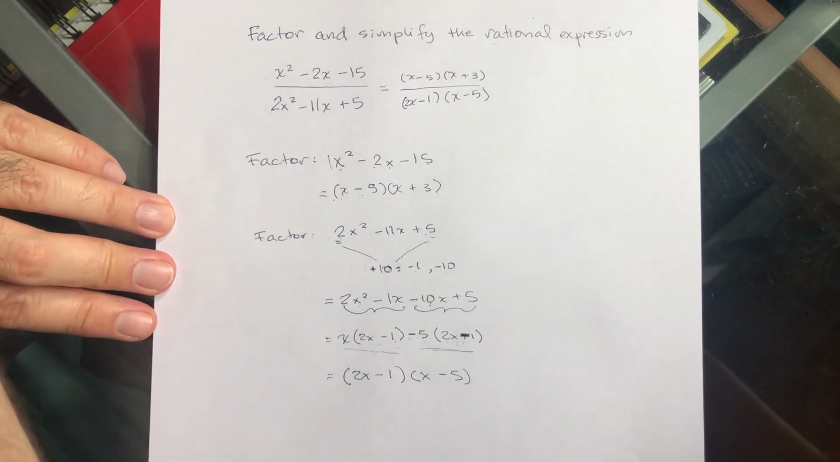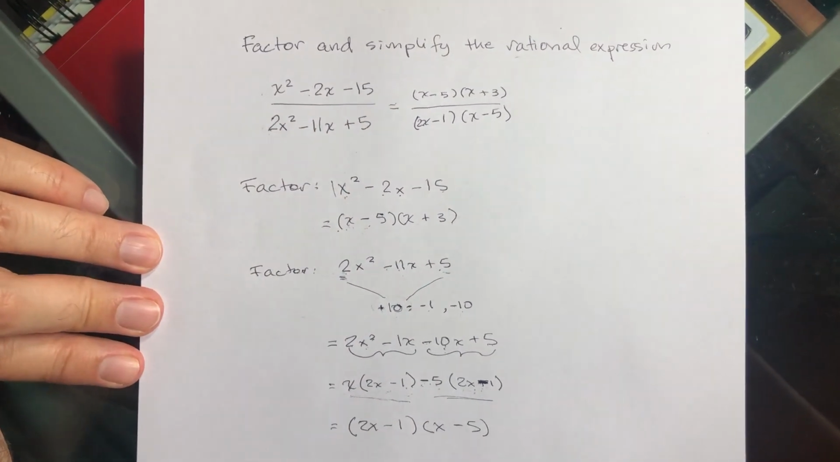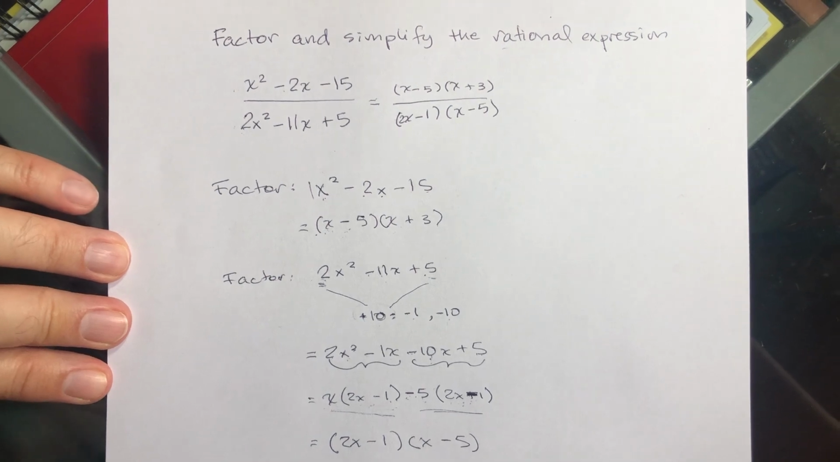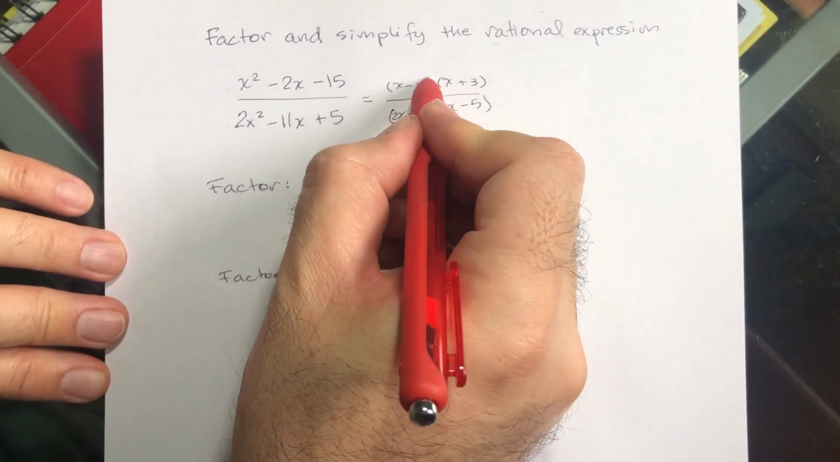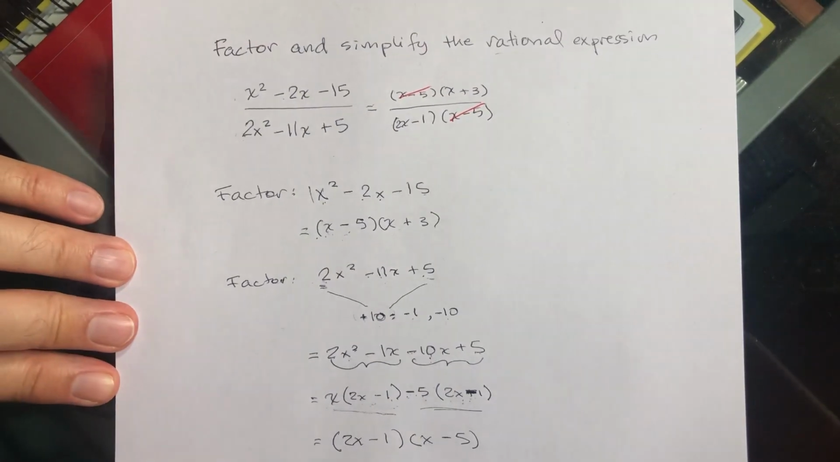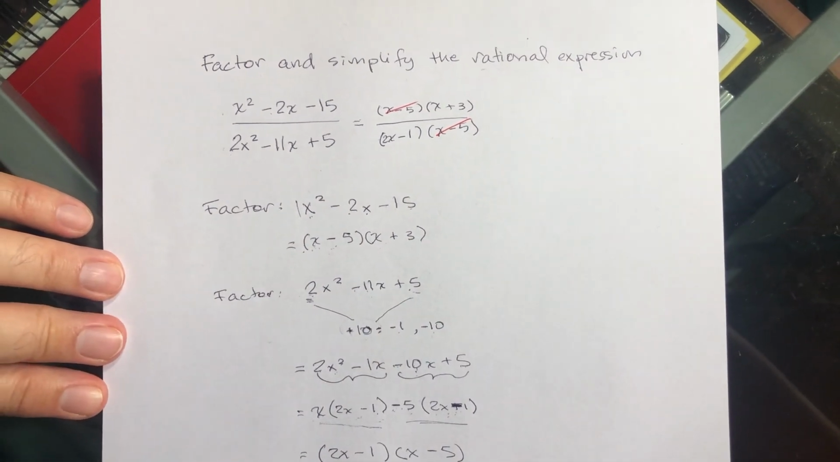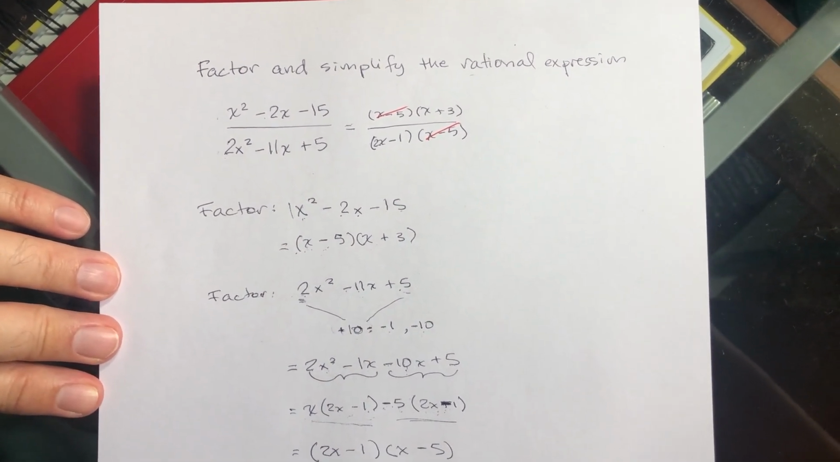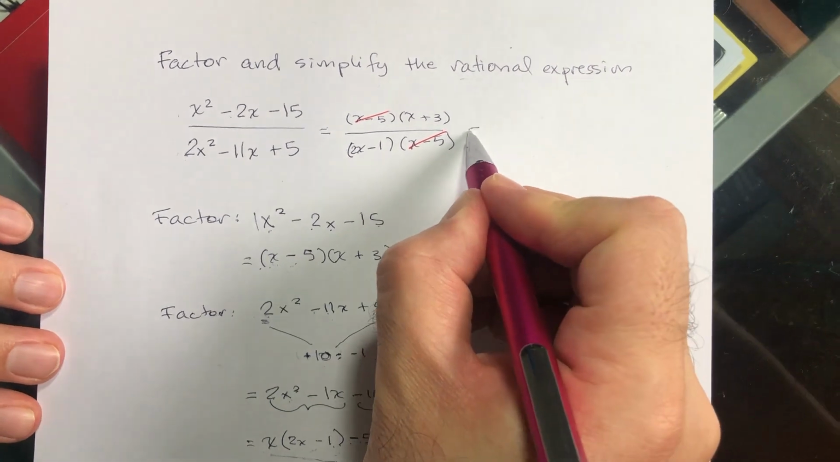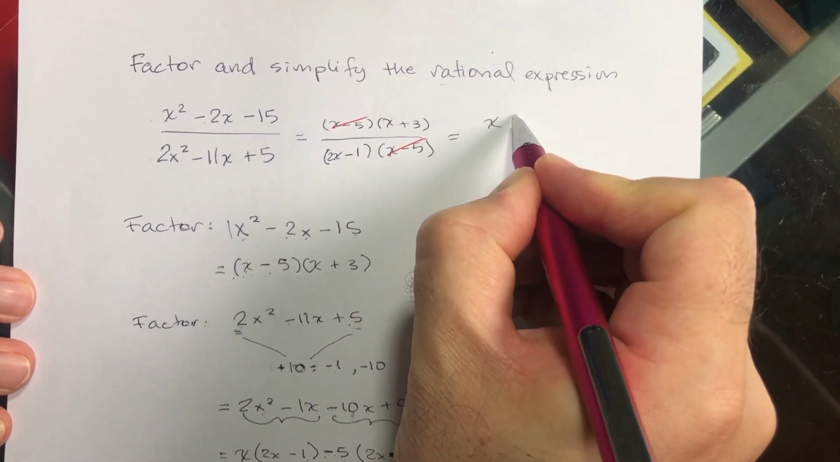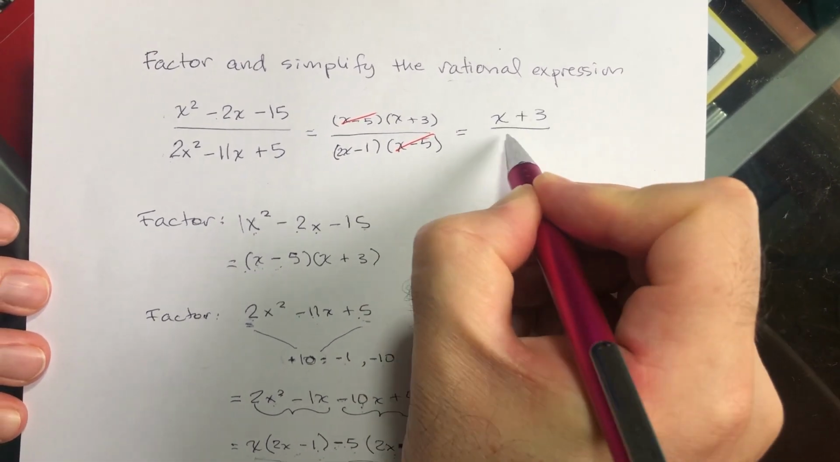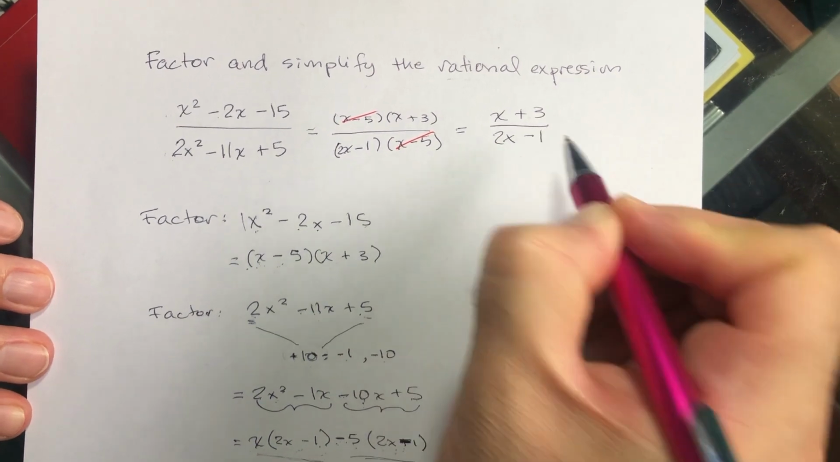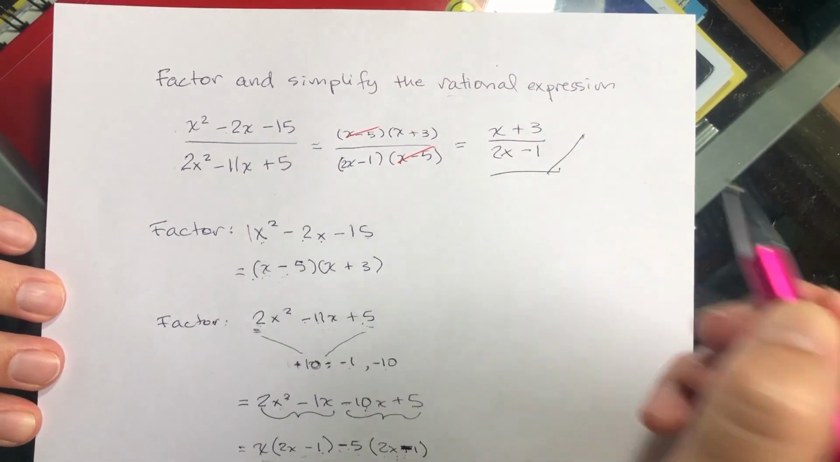So to simplify, we have a division here, and they both have a common factor x minus 5, so we cancel it. The other two factors don't have anything in common, so we're pretty much done. And the answer is x plus 3 over 2x minus 1. And that's it. Thank you.